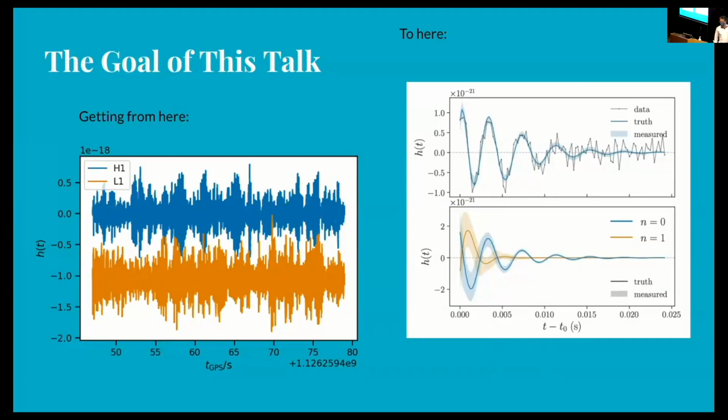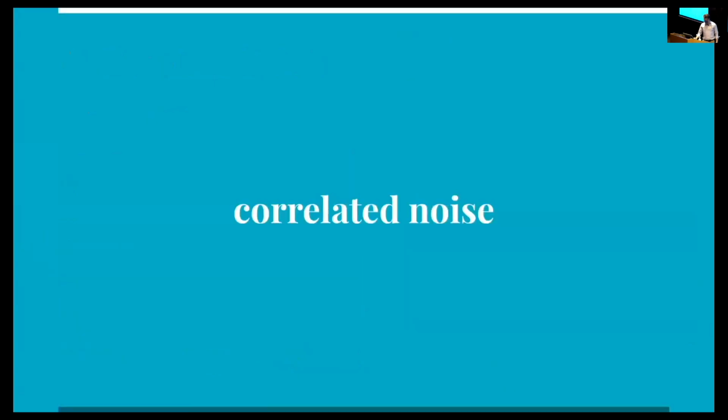Hey, that's a ring down. I see damped sinusoids. Maybe I see more than one damped sinusoid. What's involved in that process? What are the conceptual issues? And then at the very end, I'm going to talk about some of the current work extensions, interesting directions to take this.